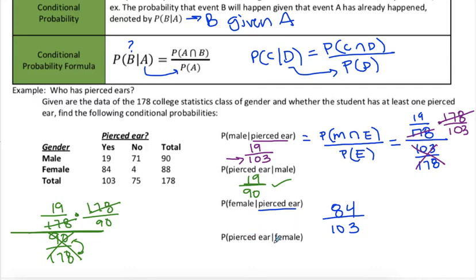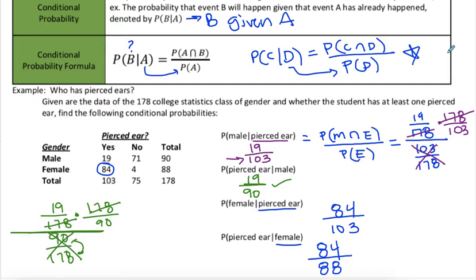On our last one, it says, what's the probability we would pick somebody that has a pierced ear given that they're female? Again, here's our denominator of all the females. So now we look at people only in the female category, 88 here. What's the probability I would pick one of those that had a pierced ear? 84 out of 88.